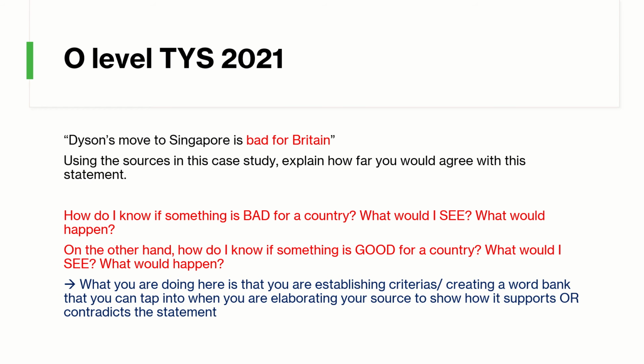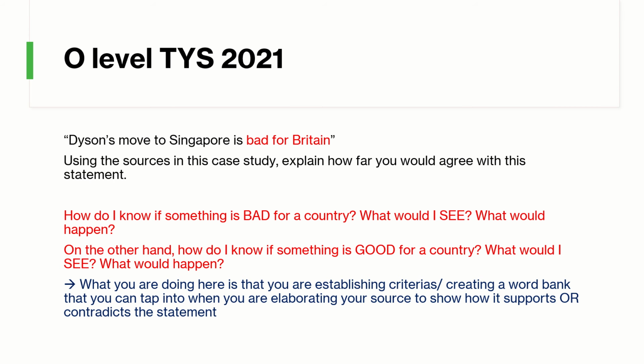Before we move on to the next slide, maybe just 2 points to share. For some students, when I see their work, especially on this question, some of you got confused. You say, oh, it is bad for Britain, then you elaborate more on why it is good for Singapore, which is a very key mistake that you shouldn't be making.